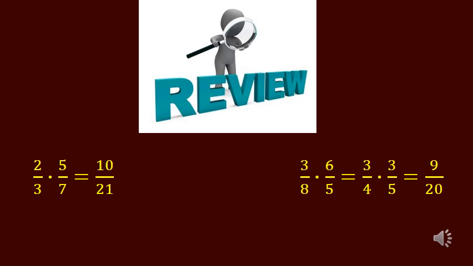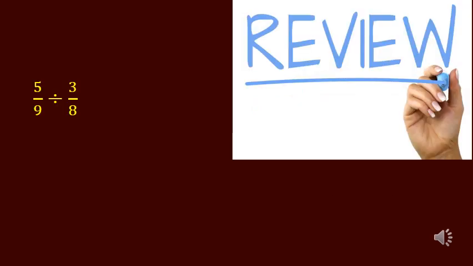If you wanted to, you could have just gone back to the original problem, multiplied everything, and gotten 18/40, and then reduced 18/40 to 9/20. That works too. And I've also got a quick division problem here. We have 5/9 divided by 3/8.